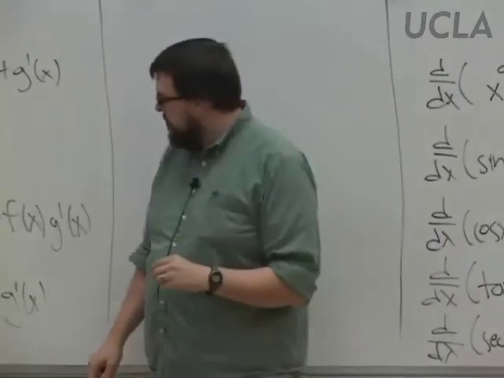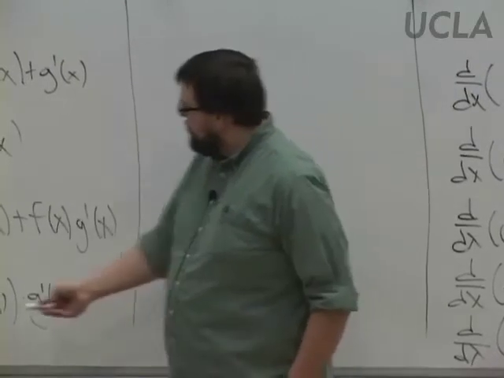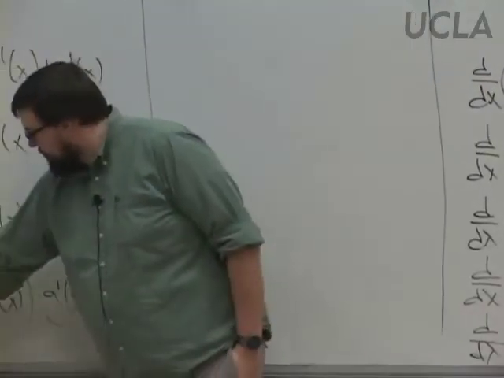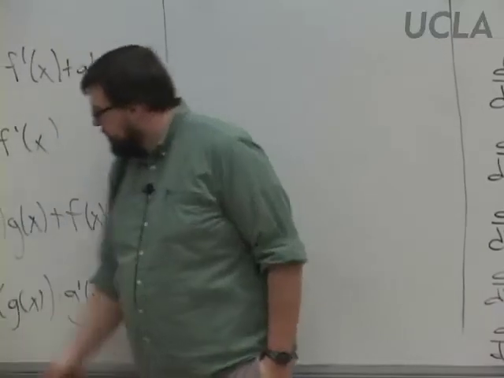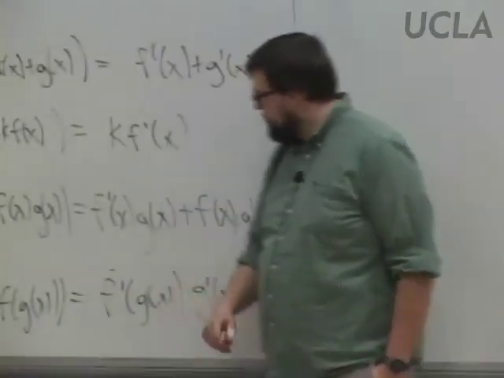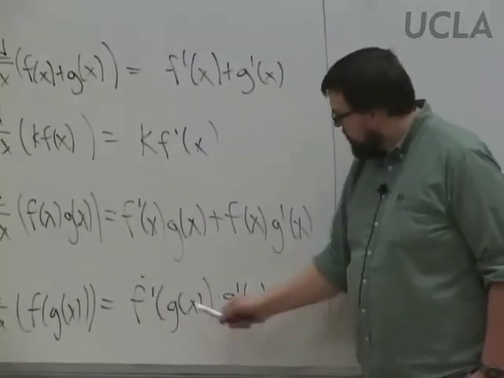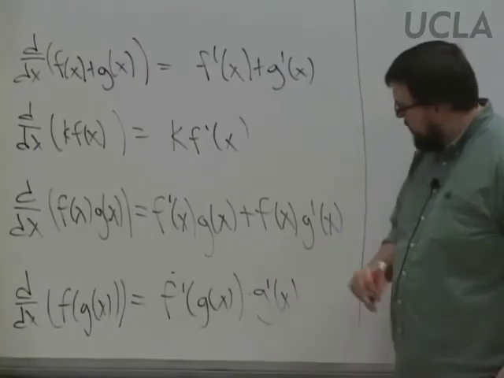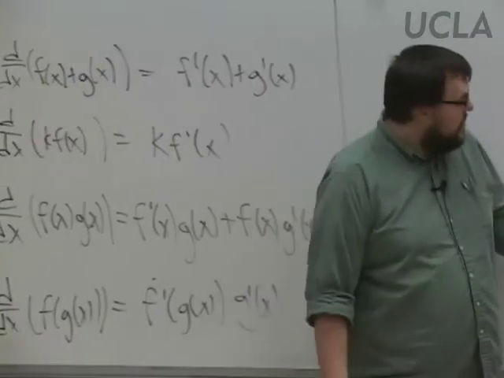So what are some things that we've covered since then? Well, we've covered the chain rule, which is the derivative of a function g inside a function f. So the derivative of f of g of x is f prime of g of x times g prime of x. We also did sine.